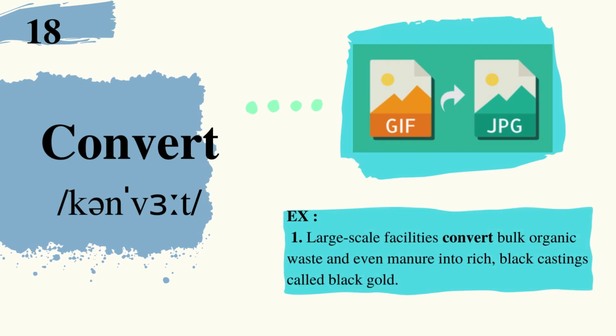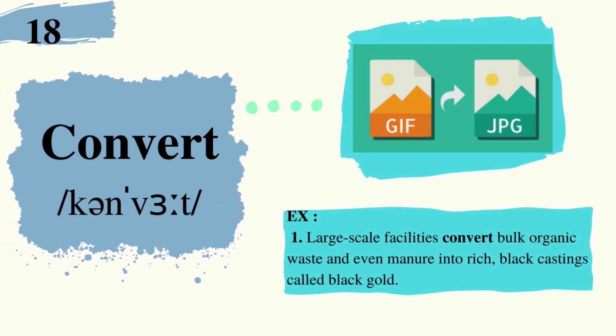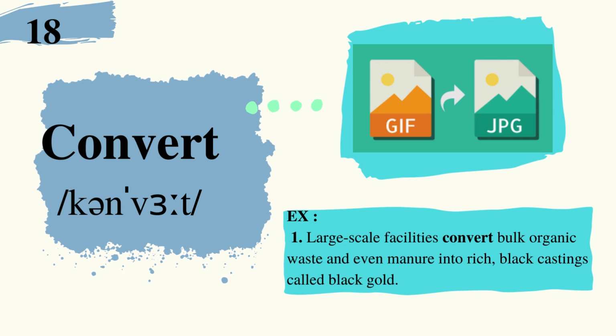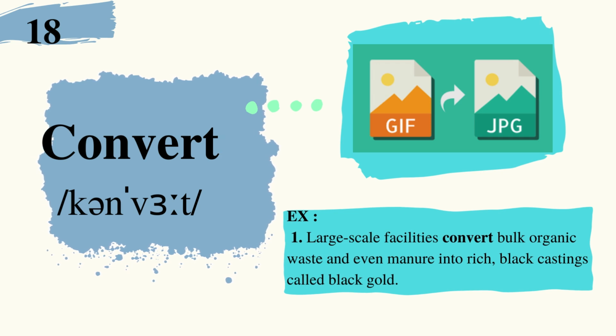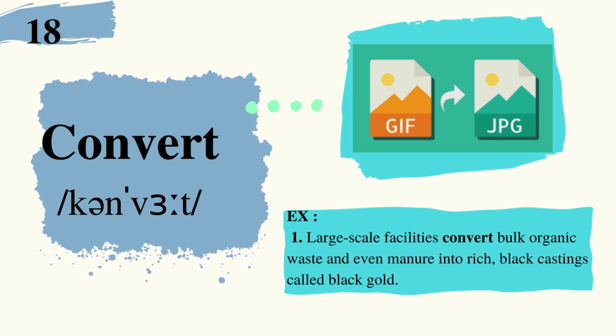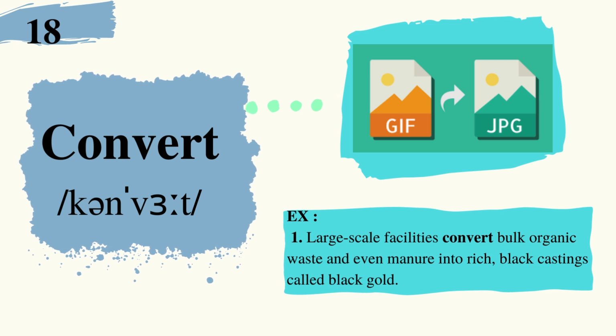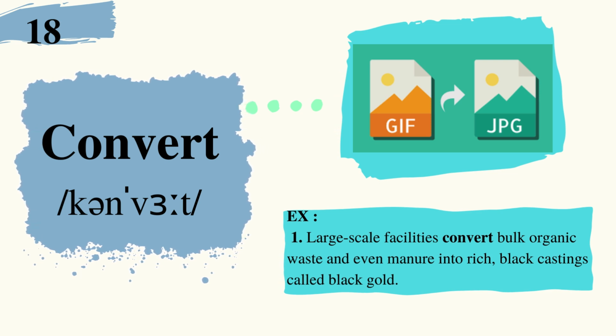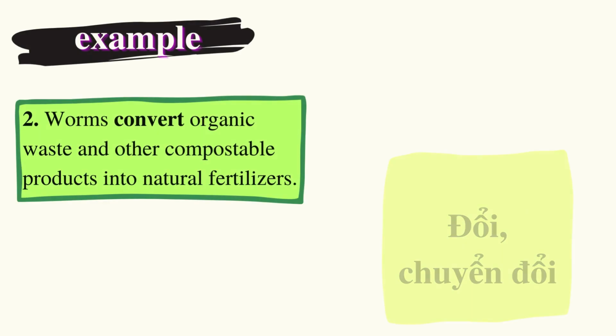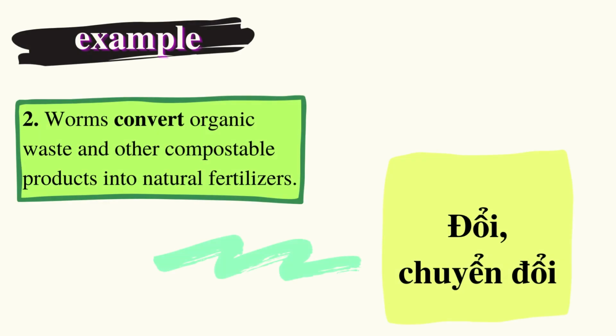18. Convert. Example. Large-scale facilities convert bulk organic waste and even manure into rich black castings called black gold. Worms convert organic waste and other compostable products into natural fertilizers.